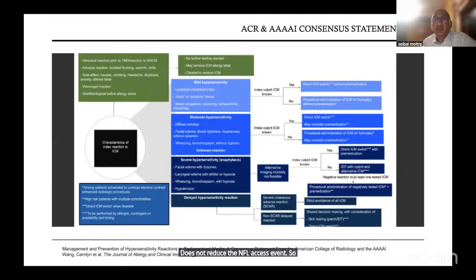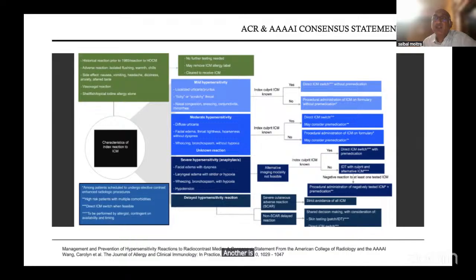So the recent 2025 consensus statement says that for those patients who had a mild reaction to the LOCM, the low osmolar contrast media, there is no need to give any pre-medication. Then what is the way forward? It could be a direct iodinated contrast media switch, to another low osmolar contrast media. That is, if one had a reaction to one agent, one can switch to another agent. So a direct switch can be done. It has been shown that the direct switch helped reduce hypersensitivity reactions to a much greater extent than giving a medication.